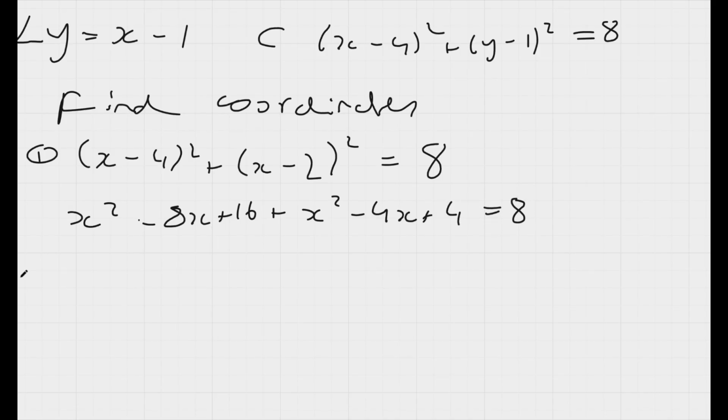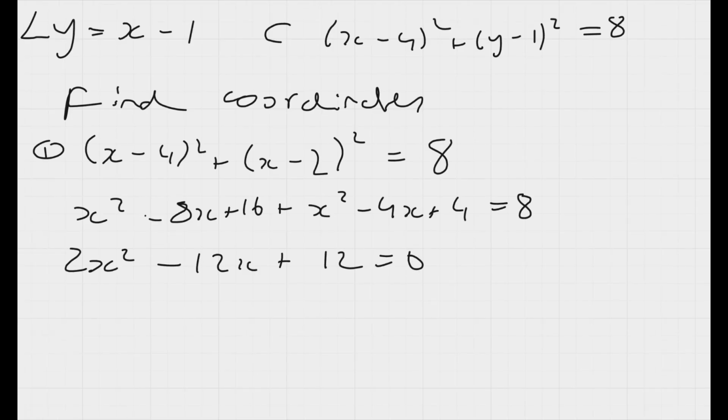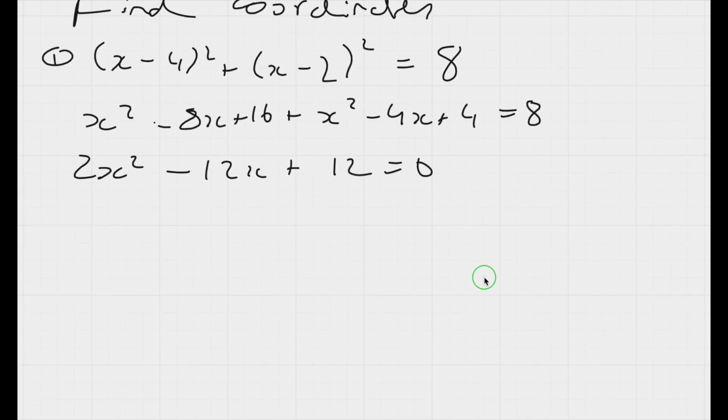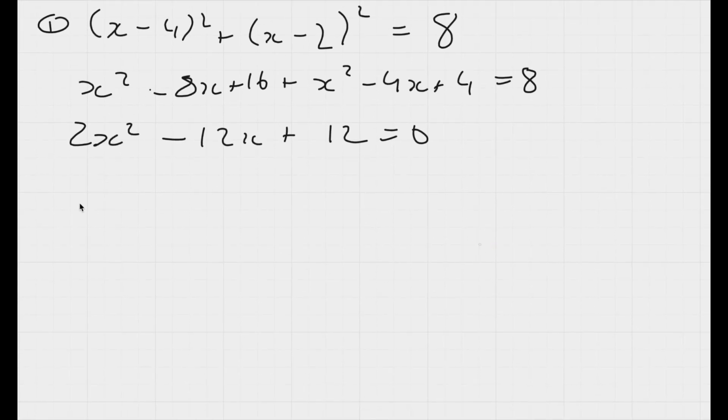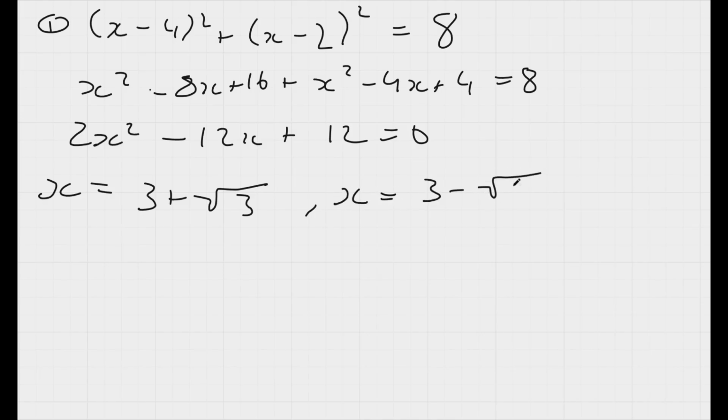And let's simplify as well while we're at it. So 2x squared minus 12x plus 20, well, minus 8 equals 0. And I'm going to write that last bit out as 12 equals 0. And yeah, let's solve. So now that you're in A level, just plop this into your calculator to get x equals 3 plus root 3, or x equals 3 minus root 3.